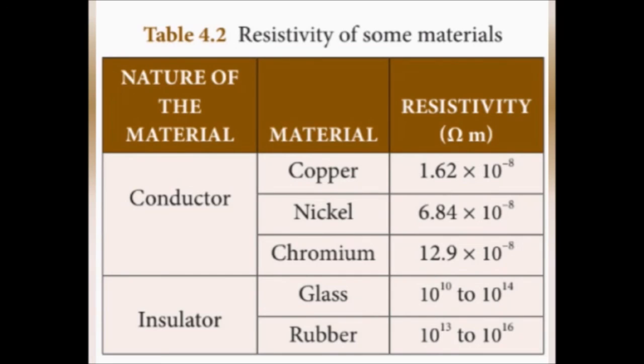The resistivity of some materials is listed in our textbook. For conductors, the materials copper, nickel and chromium are given. For insulators, glass and rubber are given. For copper, the resistivity is 1.62 into 10 power minus 8 ohm meter. For glass, the resistivity is 10 power 10 to 10 power 14 ohm meter.